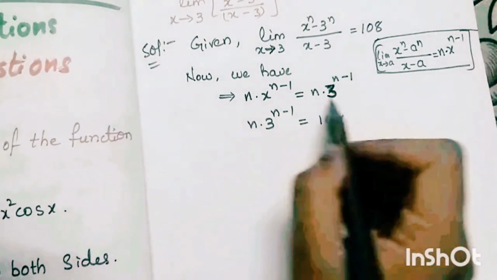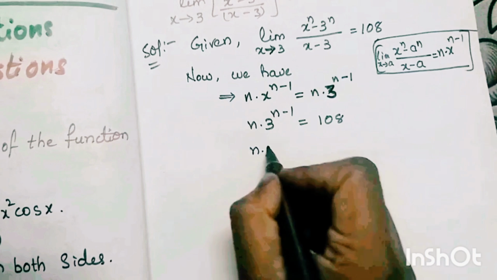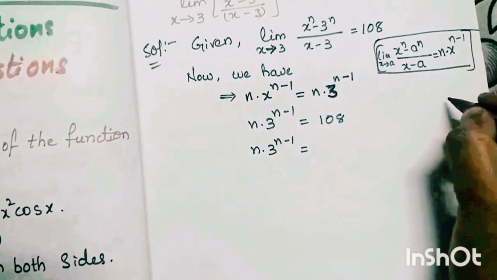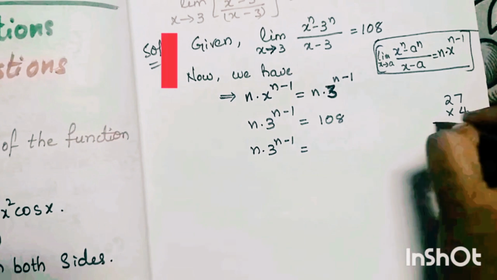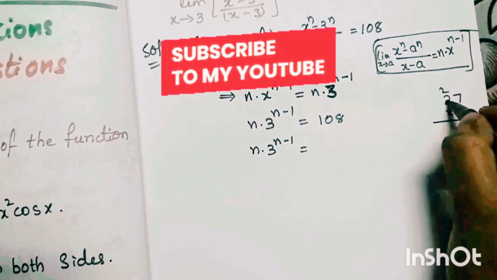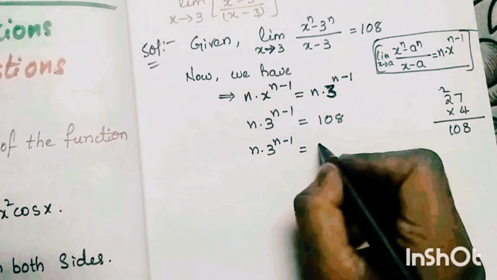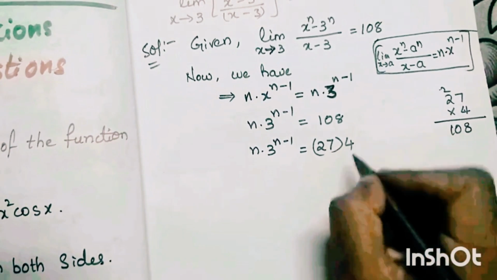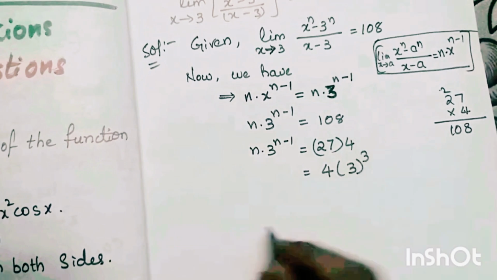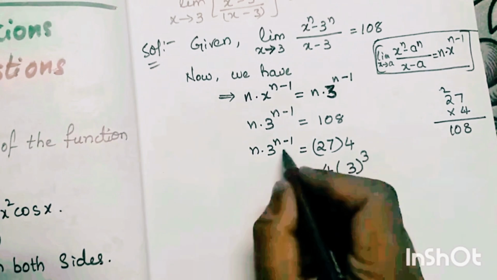Now n·3^(n−1) is equal to 108. We can write it as 27 into 4. 4 7s are 28, 4 2s are 8, 9, 10. So we can write it as 27 into 4, that is 4 into 3^3. I am converting this form into this form.